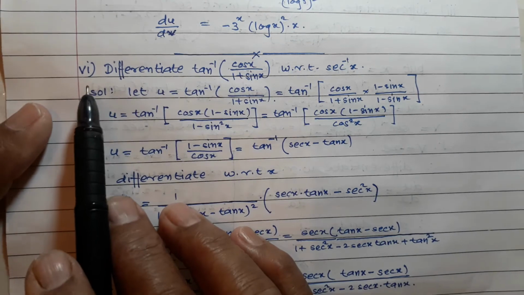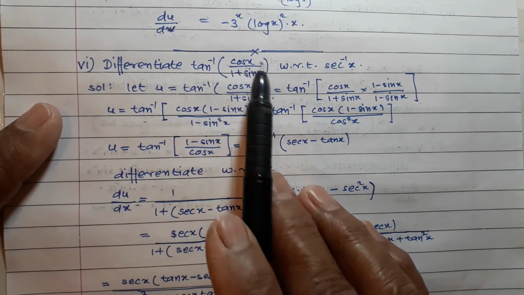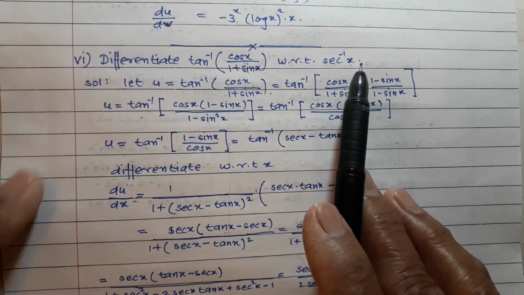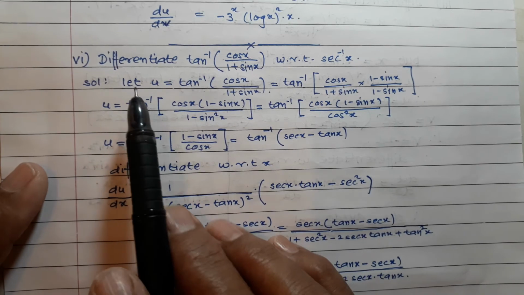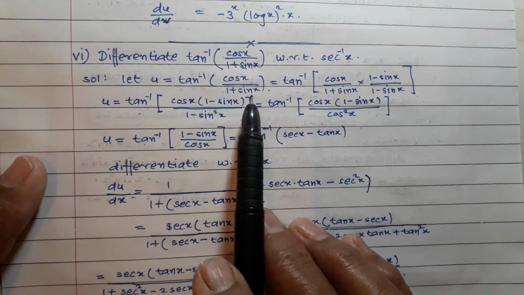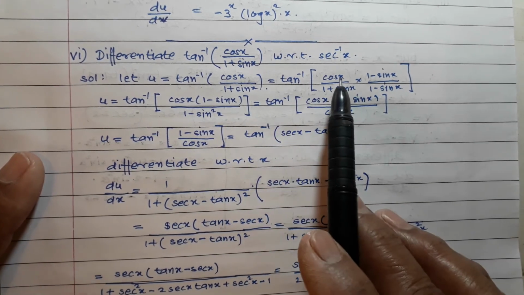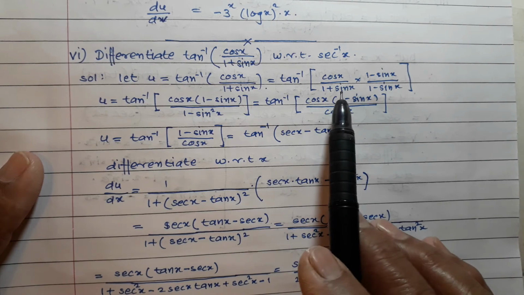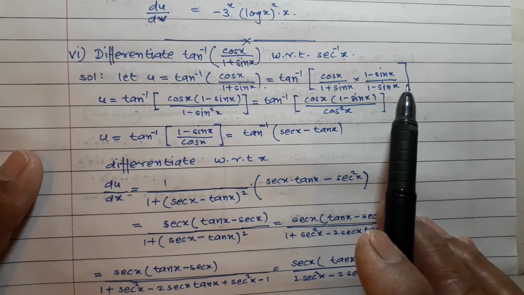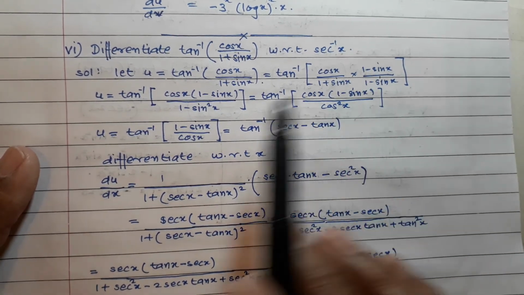Question number 4. Differentiate tan inverse cos x upon 1 plus sin x with respect to sec inverse x. Let u is equal to tan inverse cos x upon 1 plus sin x, which is equal to tan inverse cos x upon 1 plus sin x into 1 minus sin x upon 1 minus sin x. So here I rationalize the denominator.